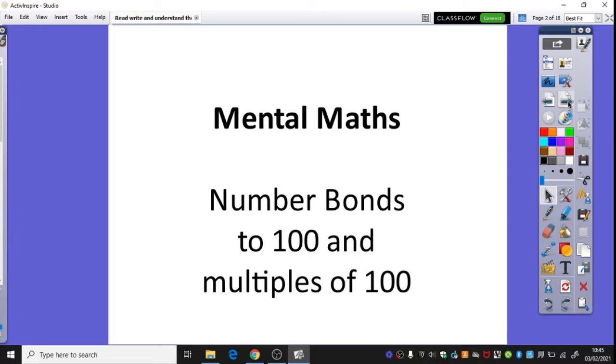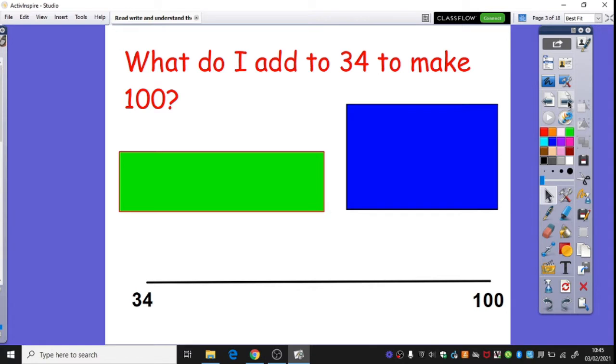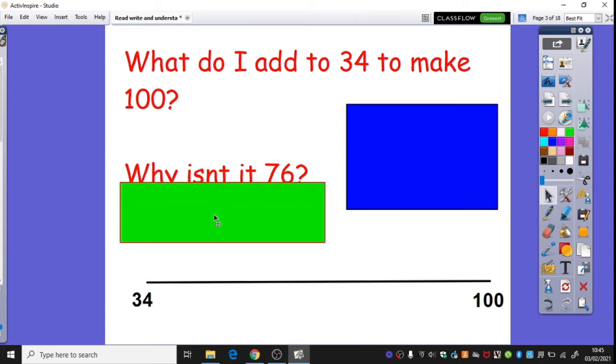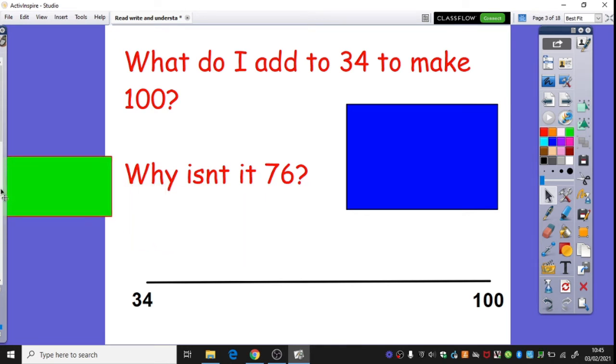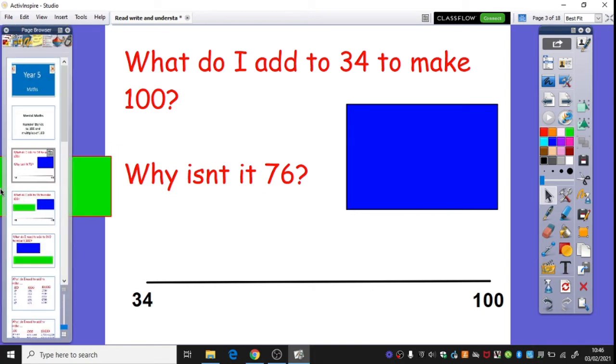We're going to begin with some mental maths work, looking at number bonds to 100 and multiples of 100. So I want you to think about, to begin with, what do I need to add to 34 to make 100? Now often our initial reaction is to think, oh, 76, because 70 and 30 make 100. However, we need to think about why it wouldn't actually be 76.